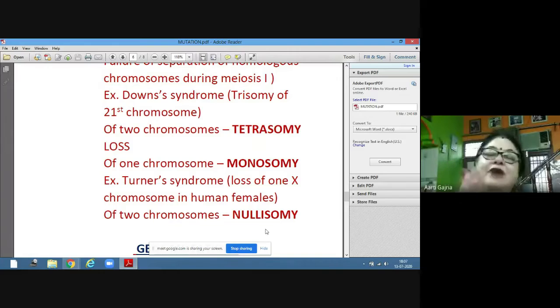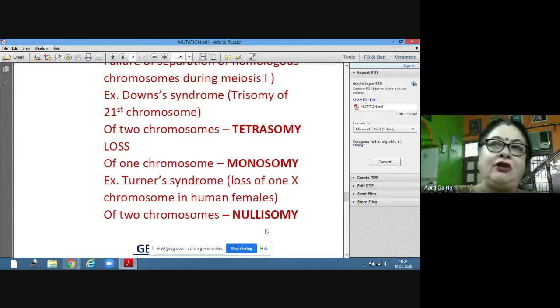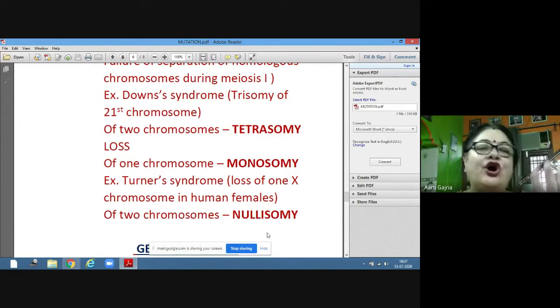So that number would not be there. From 1 to 23, suppose chromosome 22, both are lost. So chromosome 22 will not be there. That results in nullisomy. So this is all about mutation due to change in the chromosome. There can be change in the morphology of the chromosome. There can be change in the number of the chromosome.